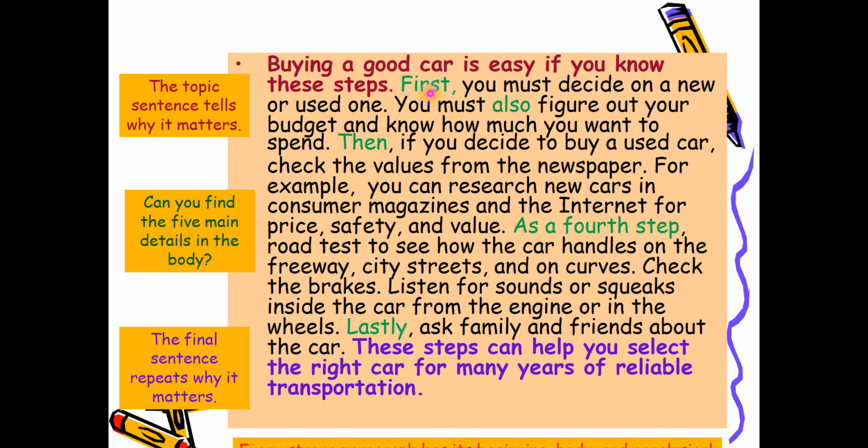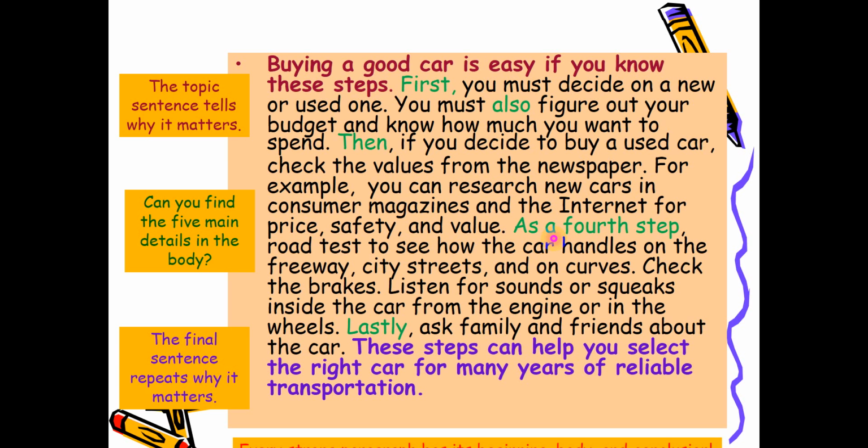Each process is explained using you. You must decide on a new or used one. Second process, you must also figure out your budget and know how much you want to spend. Then, if you decide to buy a used car, check the value from the newspaper. Here on the third sentence, I add detail. I give examples. For example, you can research new cars in consumer magazines and on the internet for the price, safety, and value.